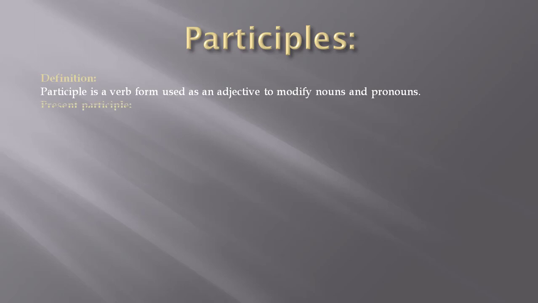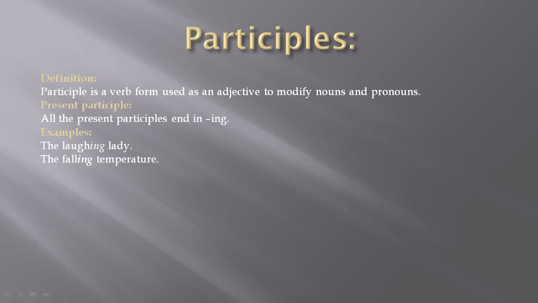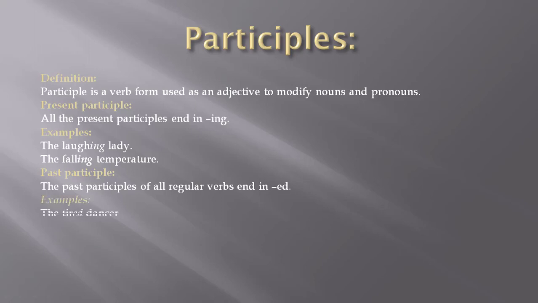Participle. A participle is a verb form used as an adjective to modify nouns and pronouns. There are two types of participles. Number 1, present participle. Number 2, past participle. All the present participles end in ing. Examples: the laughing lady, the falling temperature. The past participles of all regular verbs end in ed. Examples: the tired dancers, the injured player.